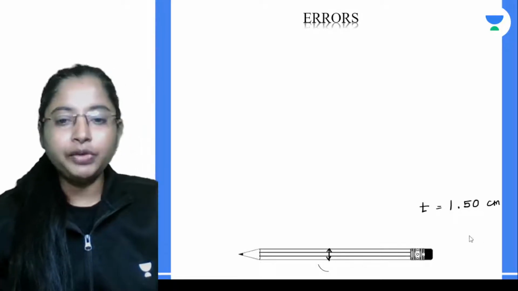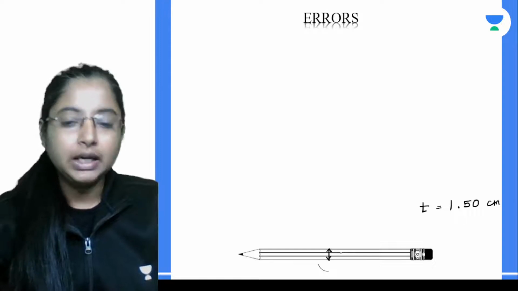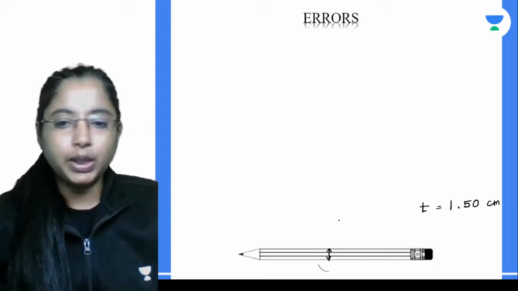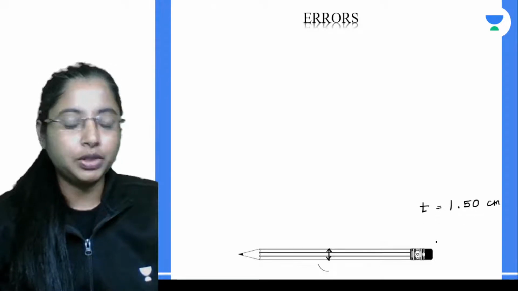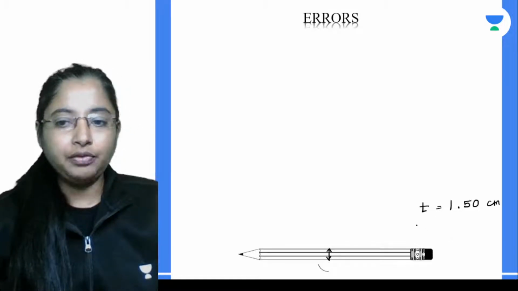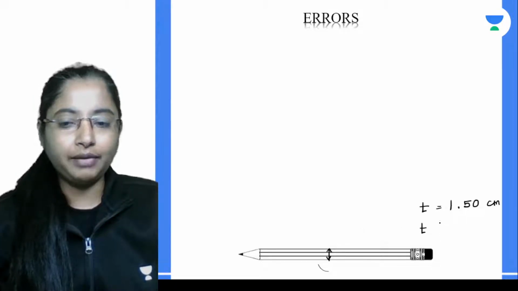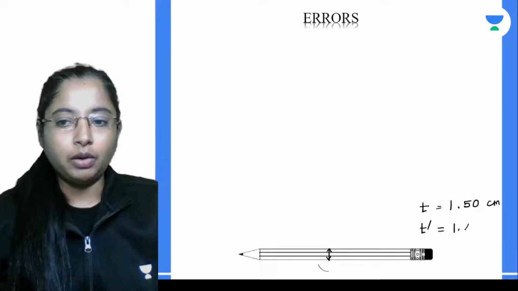Now we are going to try and measure this particular thickness of the pencil. You can use a vernier caliper because we want only up to 2 decimal place values, right? So let's say we are using a vernier caliper to measure, and we find the measured value. When we measured the thickness, let's write it as T dash, we end up finding it to be 1.49 centimeters.